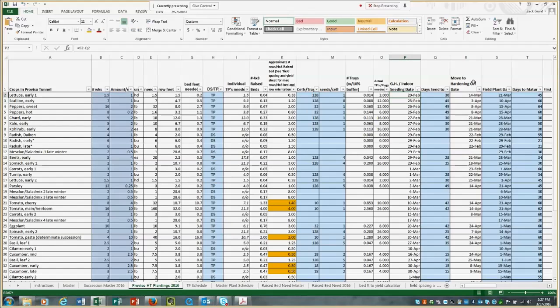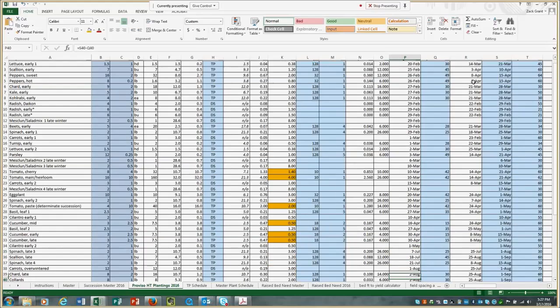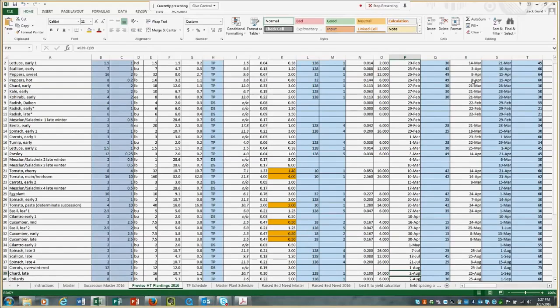So for the first planting of lettuce that I'm going to plant in the high tunnel, I needed to start those lettuce transplants on February 20th. You can move down that list, and that gives you a nice chronological list of when you need to start all of your transplants. And you'll notice those should all be transplants. I don't know why some of those have direct seeding dates in them too, but they shouldn't.